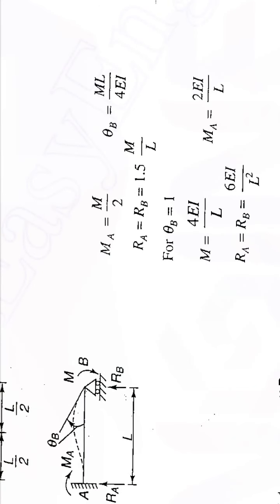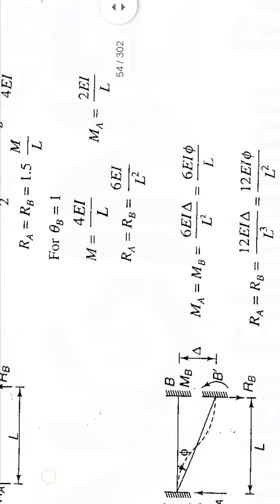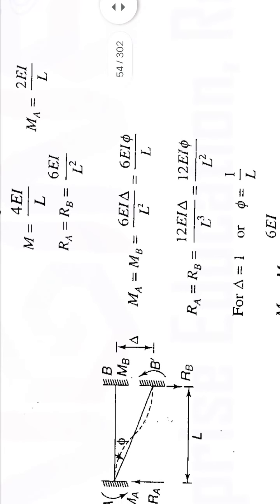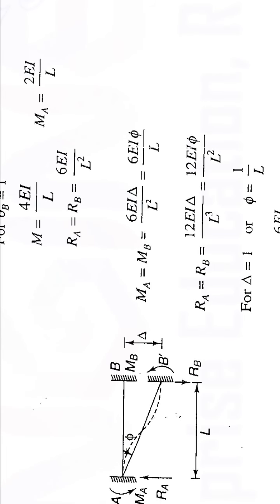Okay, R is equals to RB, that is equals to 6EA by L square. Next, if we have a displacement about point B or sinking with the support in the fixed beam, then MA is equals to MB is equals to 6EA delta by L square, or 6EA phi by L, where phi is equals to delta by L. RA is equals to RB is equals to 12EA delta by L cube and 12EA phi by L square.